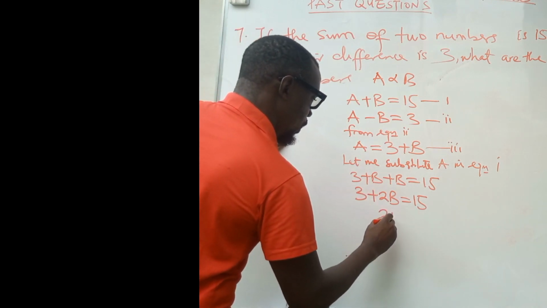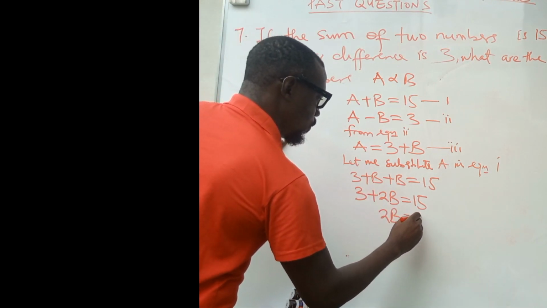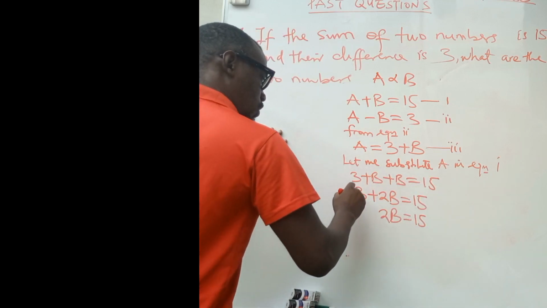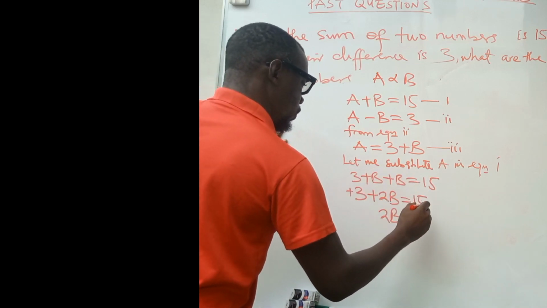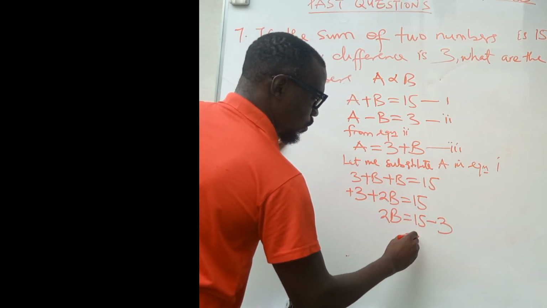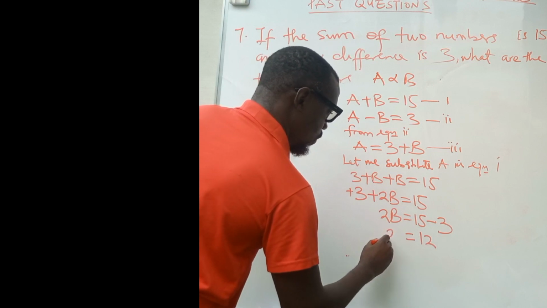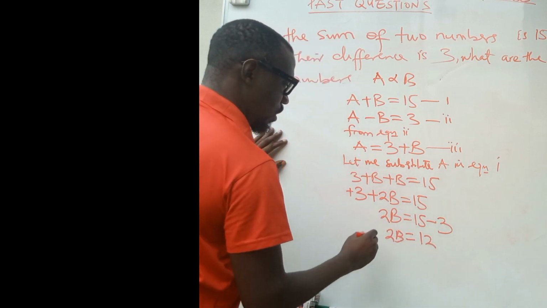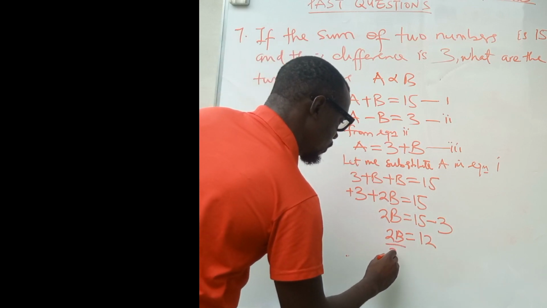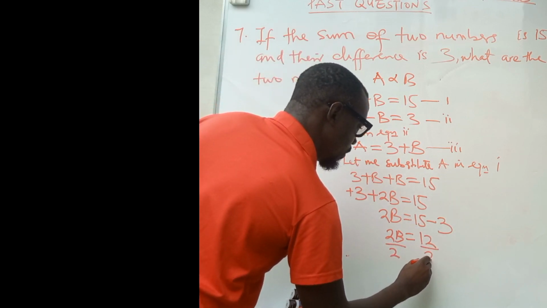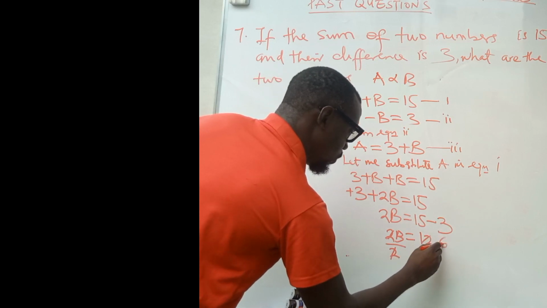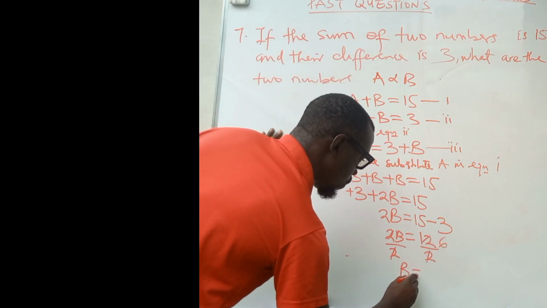Now 2B will be equal to 15 when it cross, because this is plus. When it cross this equal to, it will turn to minus 3, which is equal to 12. Then we have 2B. We are looking for B, so we are going to divide this by 2, divide this by 2, and this one will now give us B equal to 6.